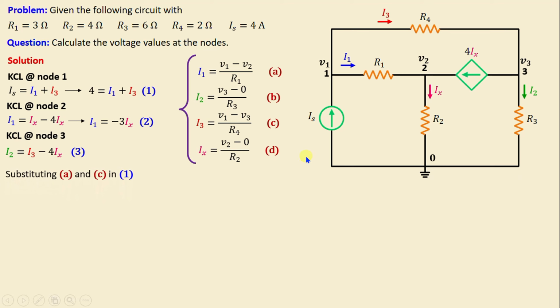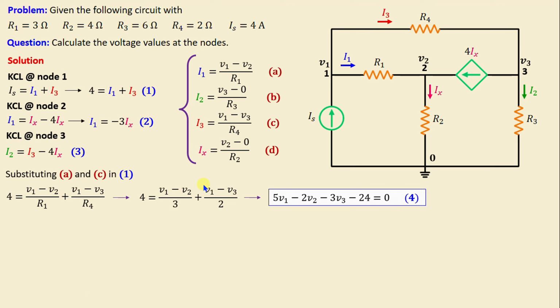By substituting now A and C in 1, we can write 4 is equal to V1 minus V2 over R1 plus V1 minus V3 over R4, and if we replace the resistors with their numerical values, we obtain this expression. If we continue simplifying this equation, we obtain finally 5V1 minus 2V2 minus 3V3 minus 24 is equal to 0.